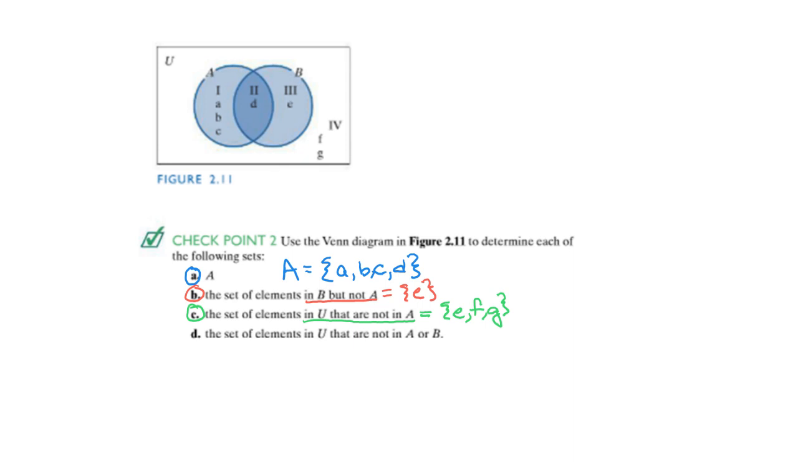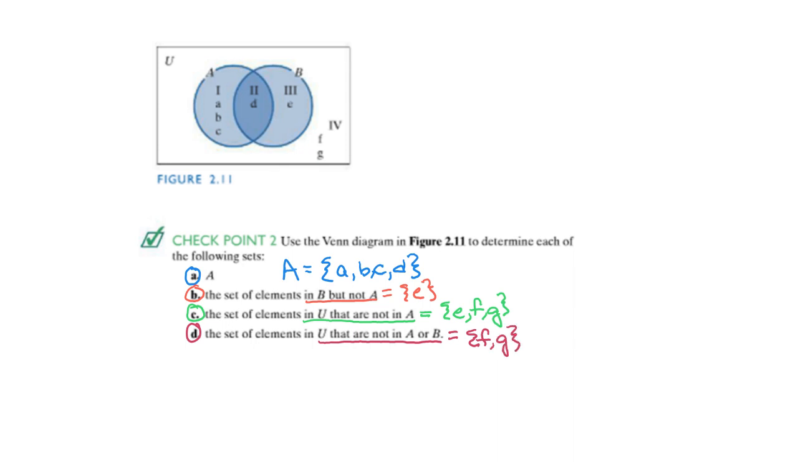Next, we're going to go back to that last one. Part D says the set of elements in U not in A or B. That's just going to give you region 4, and region 4 is F and G.